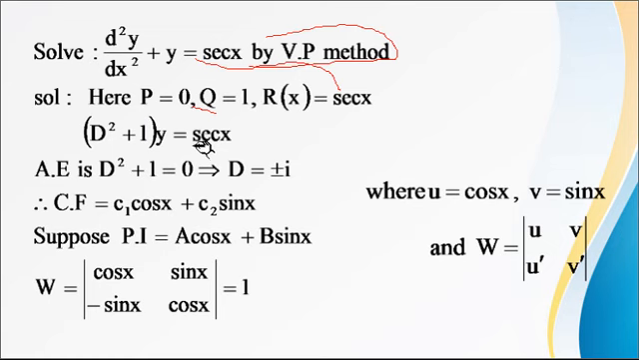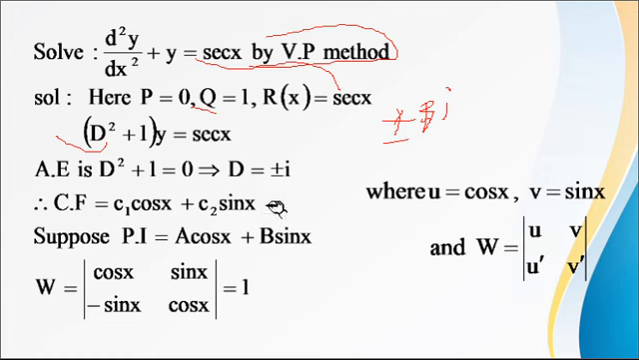The auxiliary equation: we equate f(D) to 0. That is D² + 1 = 0. That means D² = -1, therefore D = ±i. When the roots are imaginary, in the form ±βi, the CF is C1 cos βx + C2 sin βx. The beta value is 1 here, therefore the CF is C1 cos x + C2 sin x.